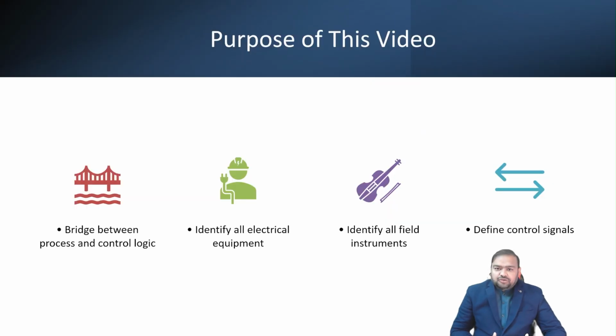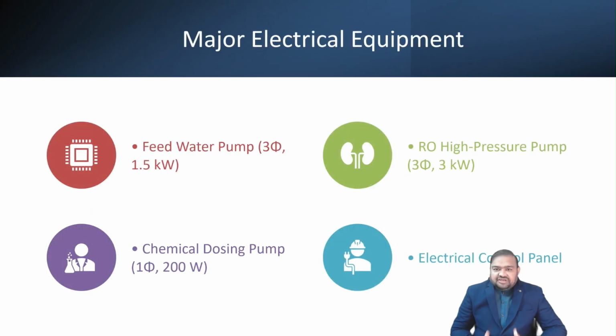The purpose of this video is to clearly identify which equipment is electrical, which instruments provide signals, and which signals must be wired to the control panel. Once this is clear, writing control logic becomes very easy. From an electrical perspective, our system includes four main electrical elements. First is the feed water pump. Second is the RO high pressure pump, the chemical dosing pump, and the electrical control panel. Let's go through each one.